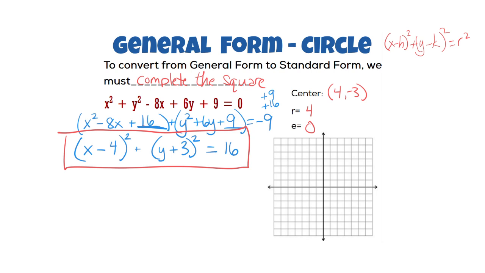Let's go ahead and do a quick graph. Over 4, down 3, there's the center of my circle. Since I have a radius of 4, I'm going to go left, right, up, down, 4 units, and then make a nice curvy round circle. And there we go. There it is. All right, so I'm going to do one of each. That was a circle.